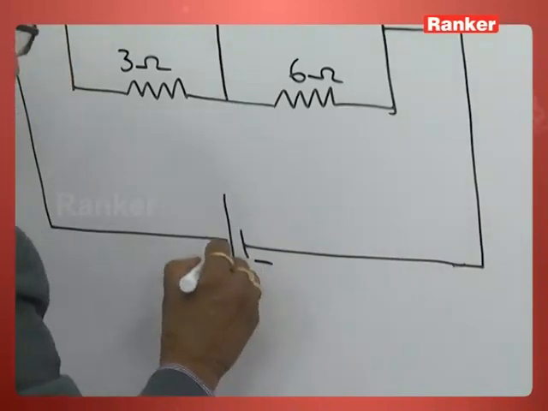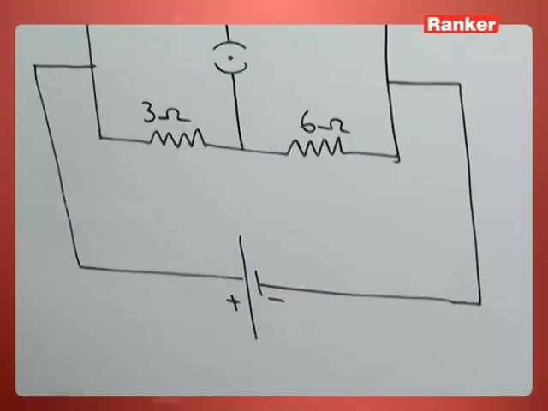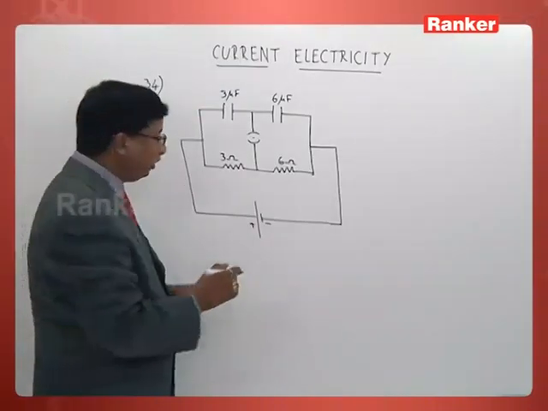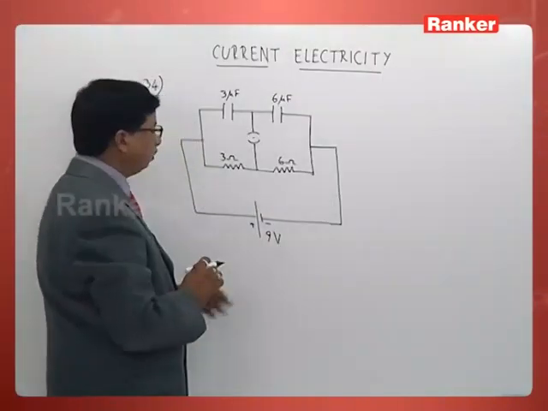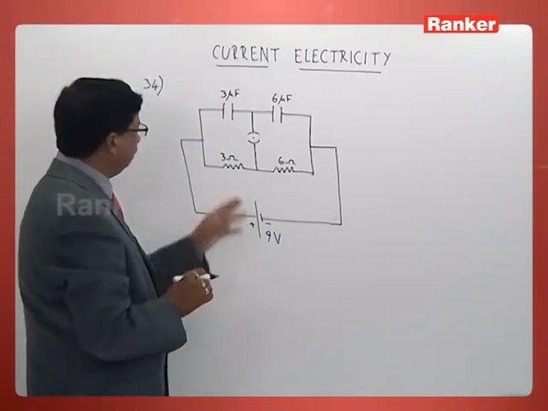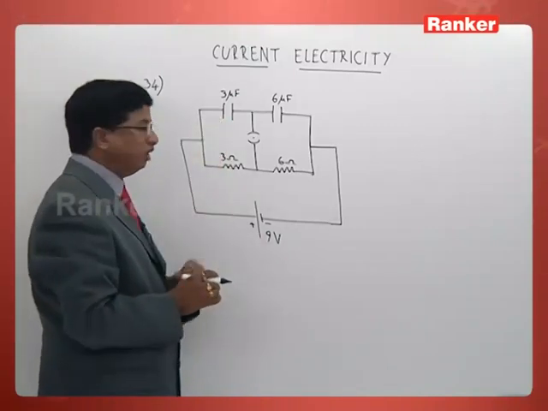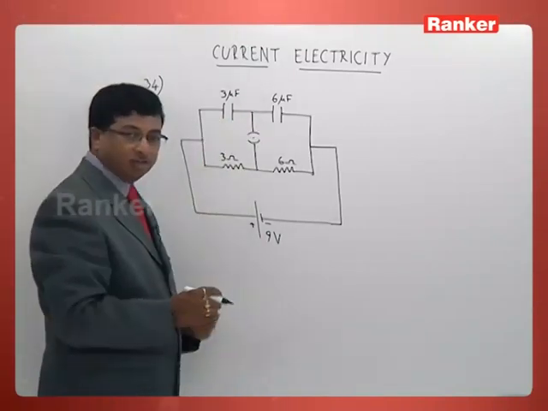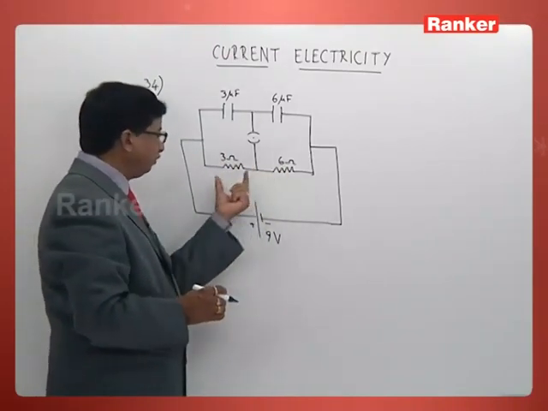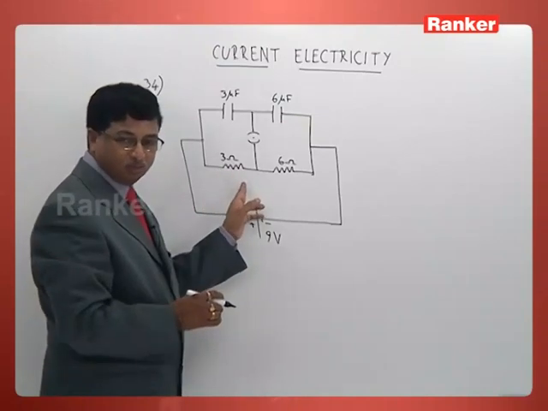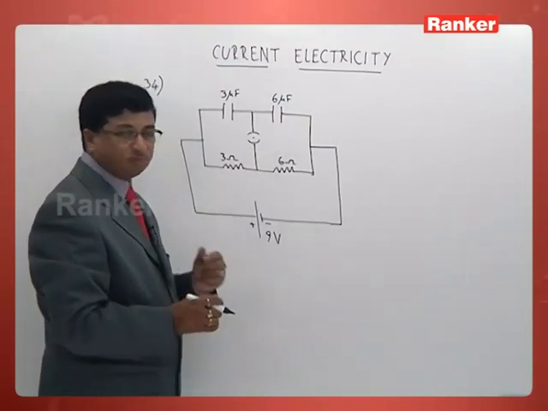What is the potential difference of this particular cell? What it can provide us is given as 9 volt. So the potential difference is 9 volt. This is one capacitor of 3 microfarad. This is the other capacitor of 6 microfarad. These two are the resistances. One is of 3 ohm and one is of 6 ohm.